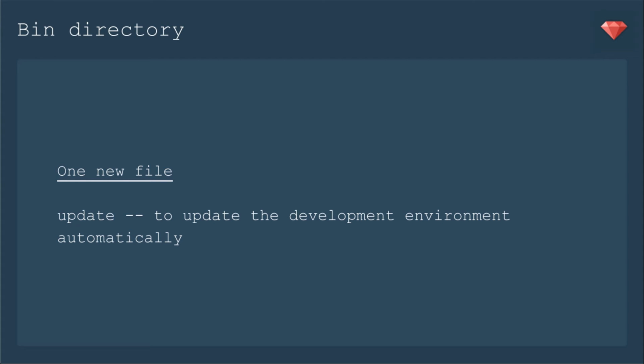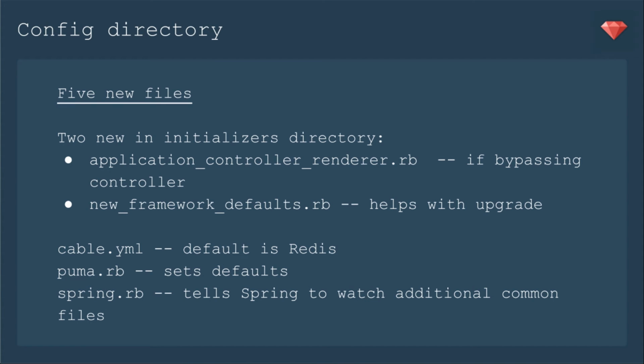Now, outside of our app directory, other directories have changed as well. In our bin directory, there is one new file called update, and that helps update the development environment automatically. Lots of changes in our config directory. There are 5 new files. 2 are in our initializers directory. Now there's a file called application controller renderer that will help you bypass a controller if need be. And then a new framework defaults, which helps with upgrading to Rails 5.